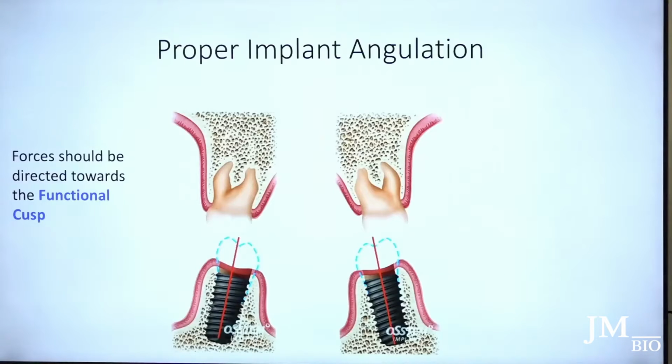And so the force in the mouth is always toward the functional cusp. The implant should be pointing towards the functional cusp. Why? Because implants like a direct force up and down. But if you put the implant angled like this, it doesn't really like it.